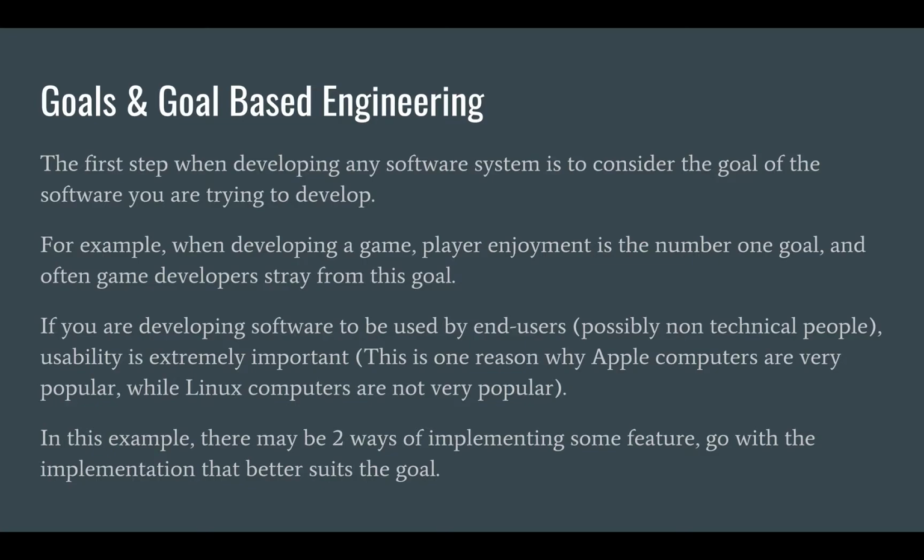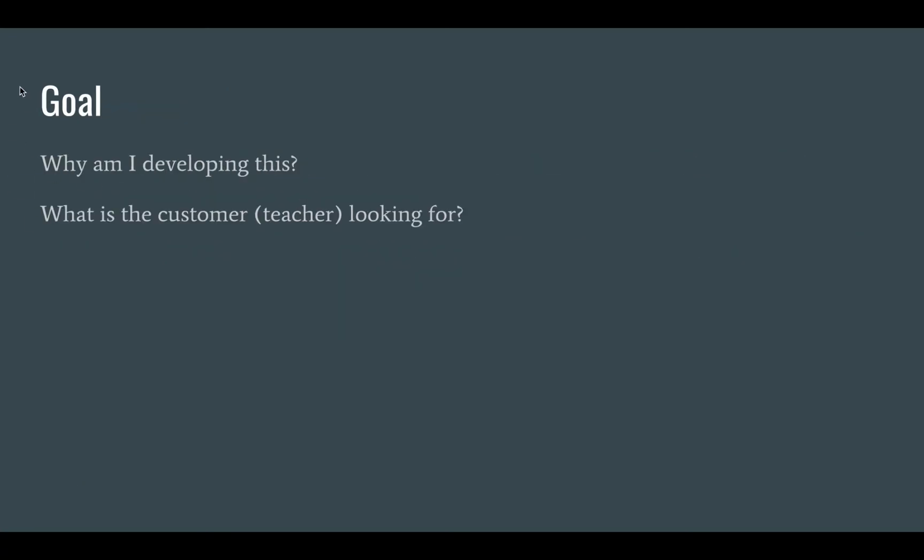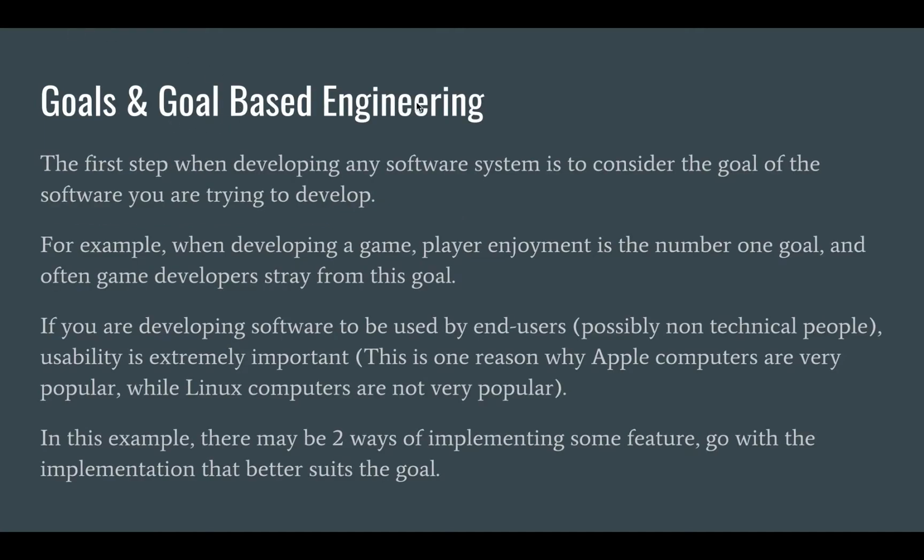So once again, kind of think back and reckon for yourself what the goal is. Why am I writing this software? So why am I developing this? Or what is the customer or the teacher or whatever, what are they looking for in the software? What's the goal of the software? And you should always look back, like I said, at pretty much every step and consider the goal. And that's what you call goal-based engineering.